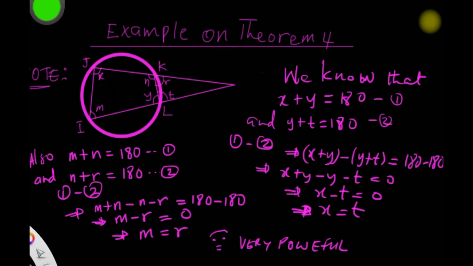Hello students, welcome back. We are looking at an example on theorem 4, that is a theorem on the cyclic quadrilateral, that the opposite angles in the cyclic quadrilateral add up to 180 degrees.